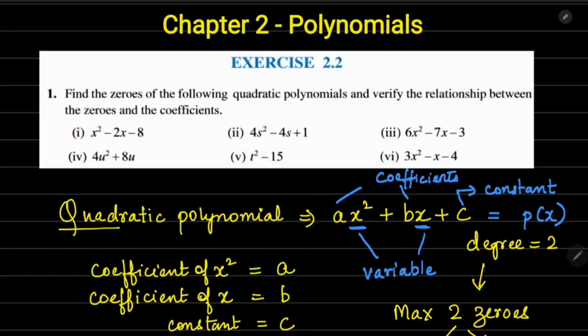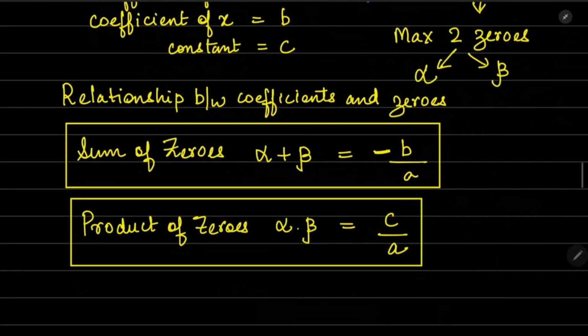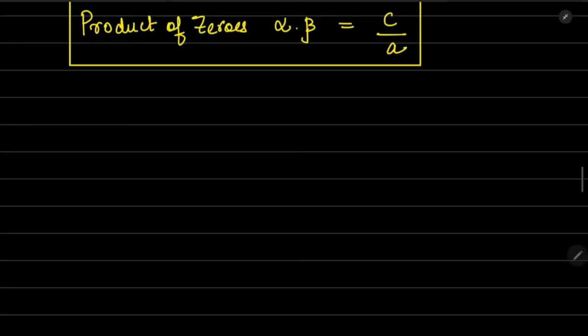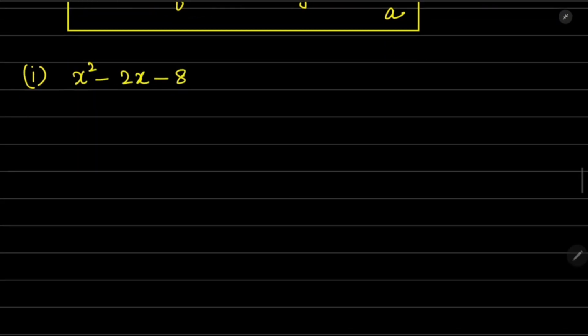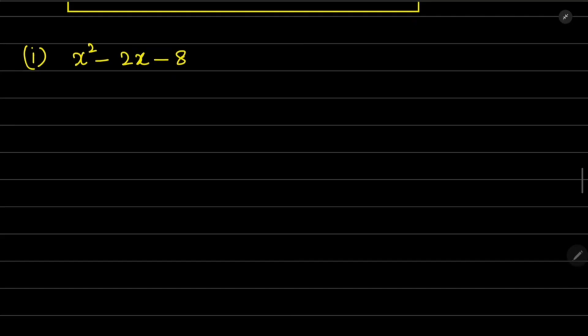The first question is x square minus 2x minus 8. Let me write it here. The first question, x square minus 2x minus 8. Now again, the minute you have the quadratic polynomial, we have to compare it with the standard quadratic polynomial, which is ax square plus bx plus c. So on comparing, the coefficient of x square is just 1. What is the coefficient of x along with the sign?